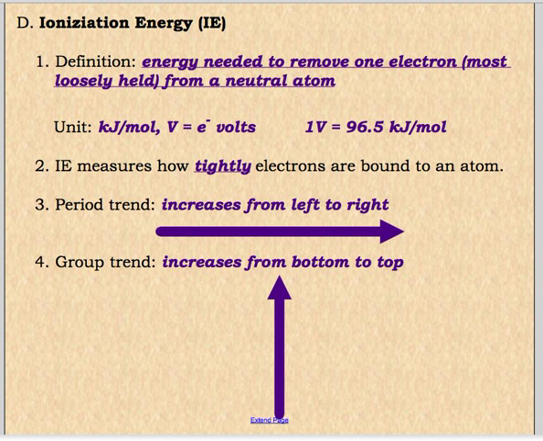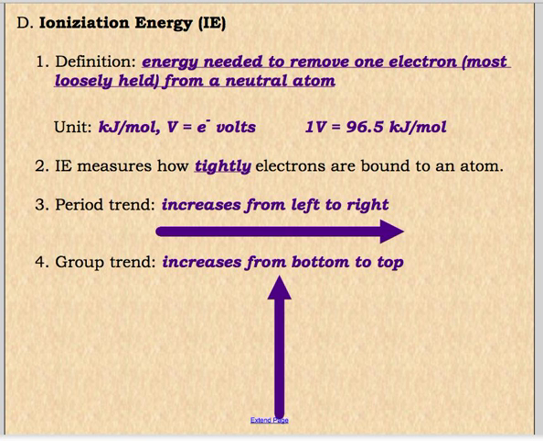The next trend here is ionization energy. Ionization energy is a test for how tightly atoms hold on to electrons. So if you read the definition here, it's how much energy I have to give an atom for it to give me an electron. And basically, it's the easiest electron to be taken.